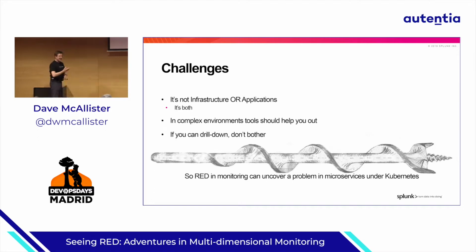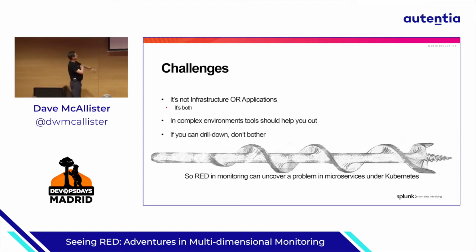Some challenges that happen, and this is sort of the real world thing here. Quite often, people look at this by either its infrastructure or application. You know, as we talked about with Kubernetes, it's not an or, it's an and. It's infrastructure and application space. They both impact each other. You're going to be in very complex environments. You know, don't depend on raw data. Make sure that your tools are capable of helping you inside of here.